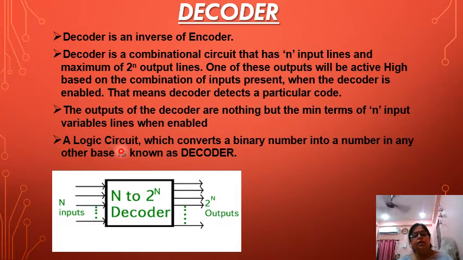A logic circuit which converts a binary number into a number in any other base is known as a decoder. It means when we take a binary number and convert it into any other base, it is known as a decoder. This is the block diagram of a decoder: n inputs, 2^n outputs.